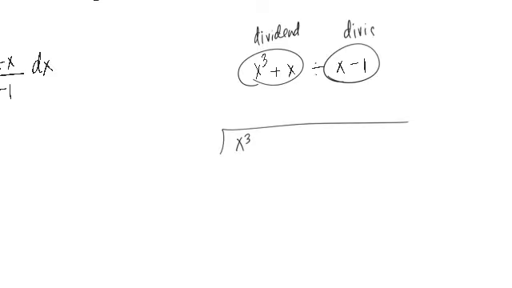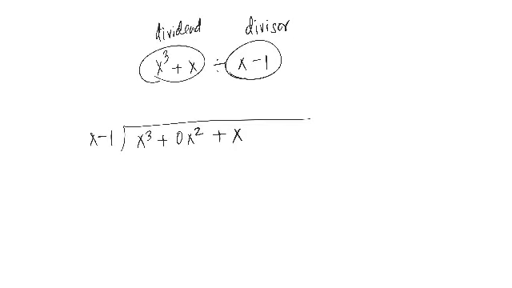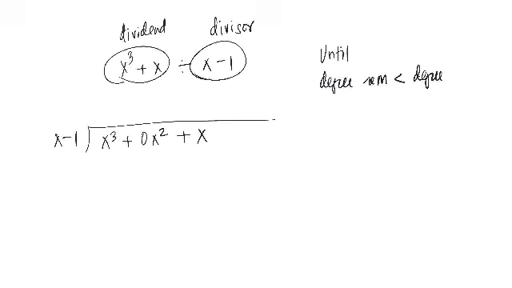And we want to make sure that there are no missing powers in the divisor. Like here, for example, there's no x squared. So then I have to add a 0x squared when I write this out. And then we put the divisor here, right? So that's the first thing to remember, add in any missing powers. The second thing to remember is that we're going to keep on dividing until the degree of the remainder is less than the degree of the divisor. Or until there's nothing left to bring down.